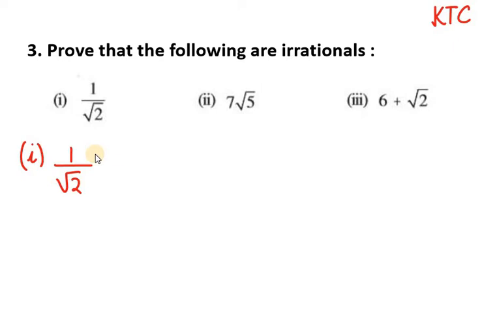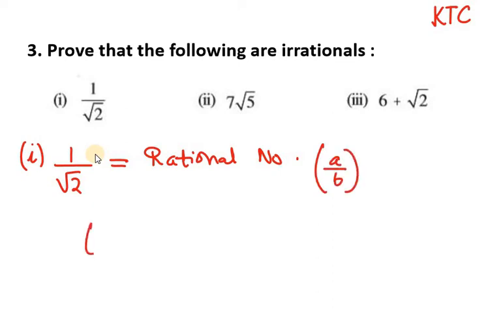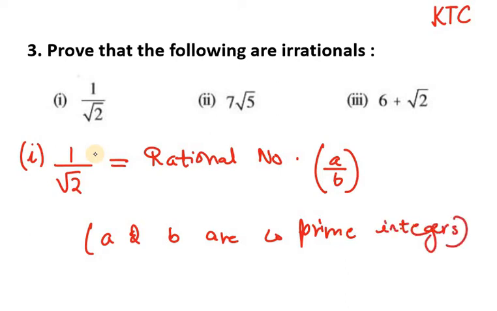So again we need to use the same method, that is, we need to consider it as a rational number. So we have two numbers, we need to write in the form of A over B. In brackets you must write that A and B are co-prime integers. Co-prime integers are those which have common factor as 1. So A and B are those numbers that have 1 as common factor.